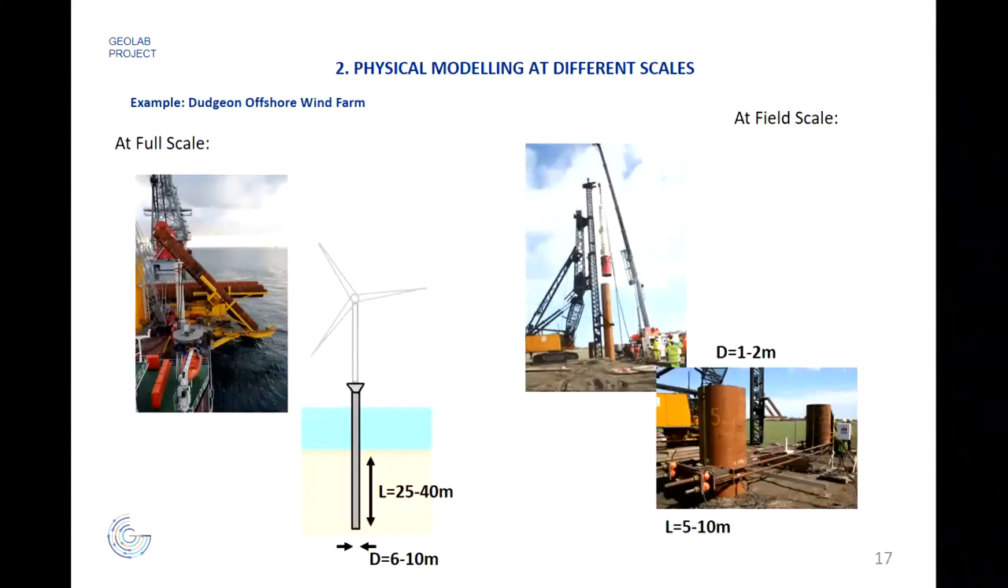Another example here at full scale. These are very nice experiments performed in the UK. You can see that at full scale, the diameter is very large, with very big jacks in order to apply the loads in this case. It is possible to apply lateral horizontal load, but we need a reaction support for loading the piles laterally.